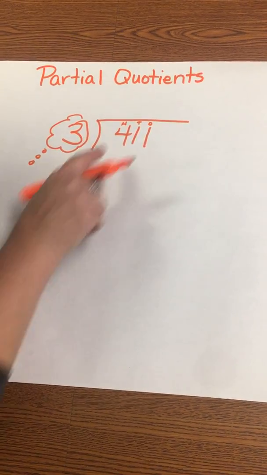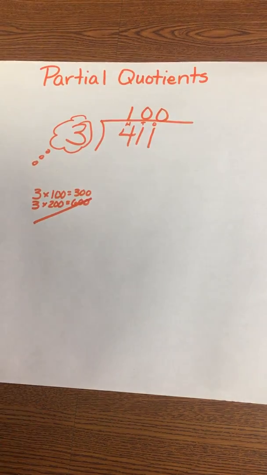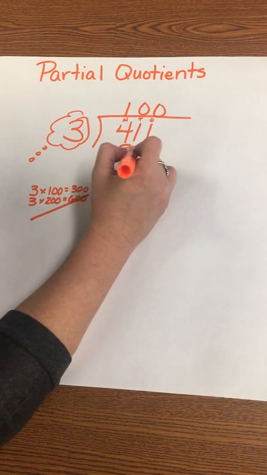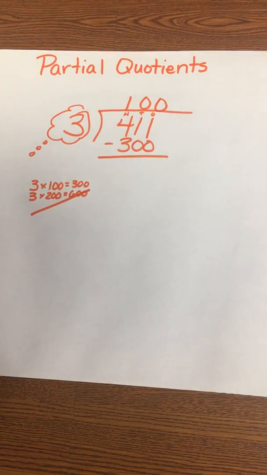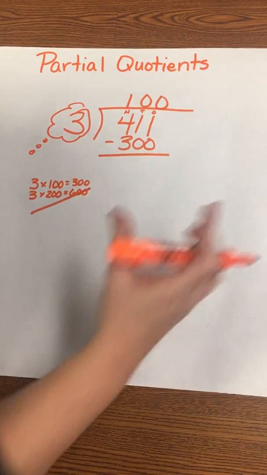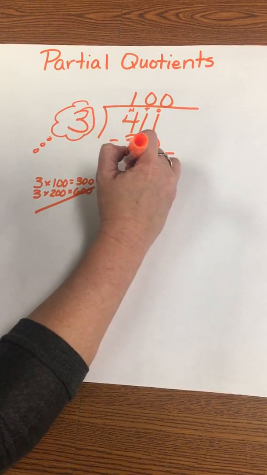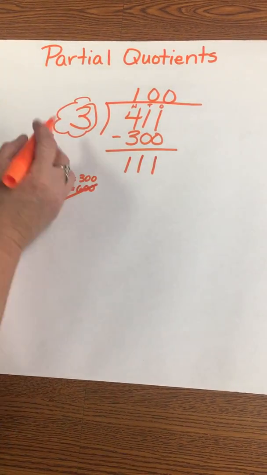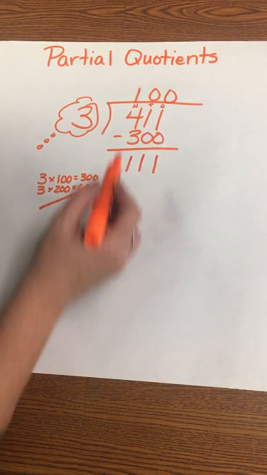Since that's the answer, I'm going to put it on my quotient line, 100. When I counted 100 3 times, I used up 300. And since division is repeated subtraction, I'm going to keep taking it out. So 411 minus 300 gives me 111. Now, I know that the 100 is too big, so I'm going to have to start thinking smaller.